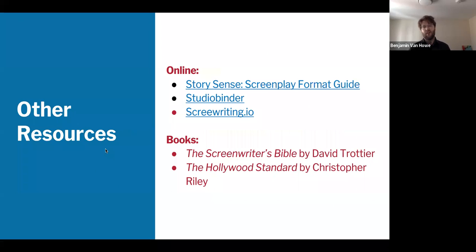Some other resources are StorySense, Studio Binder, and screenwriting.io if you want to look online. Besides that, books like The Screenwriter's Bible or The Hollywood Standard would be great to look at in terms of formatting and style.